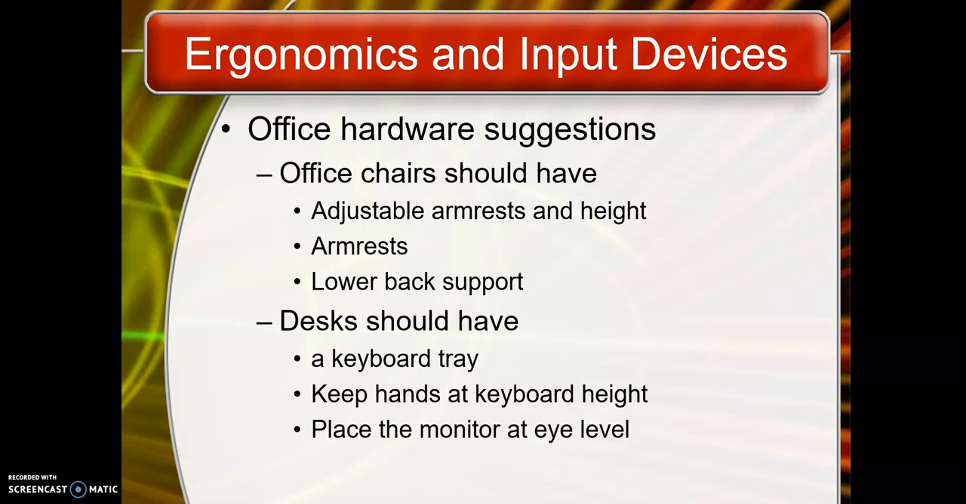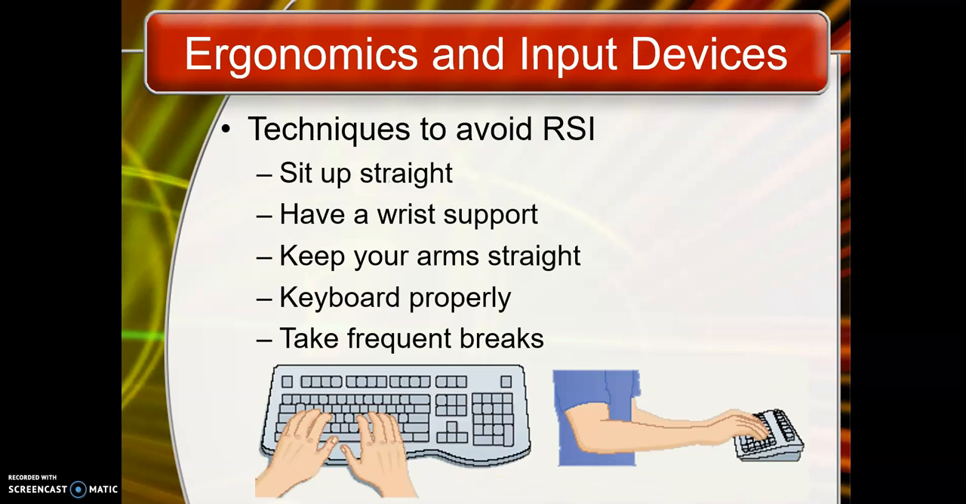Ergonomics also suggests your office hardware. What kind of hardware are you using if you are sitting in an office? Office chairs should have adjustable armrest and height, and you should care for lower back support in the chair you are sitting in. A desk should have a keyboard tray, and whatever desk you are using, it should be equipped with keyboard height placement, and your eyes should be level with your monitor or laptop you are using.